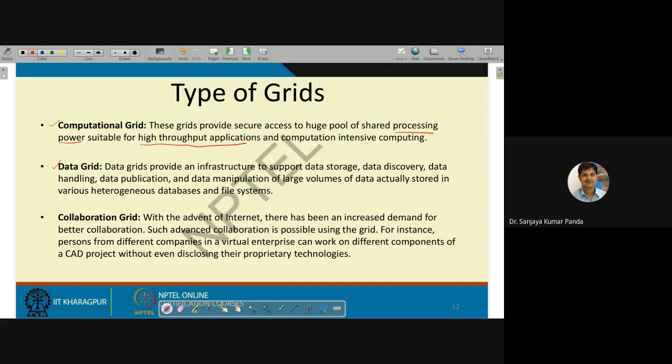Try to understand. There are two different types of application. One is called high performance application. Another is called high throughput application. Although both look similar, they are different. Or you can say this is related to HPC, high performance computing, and this is related to high throughput computing, HTC. So HPC and HTC. In the HPC case, what happened?